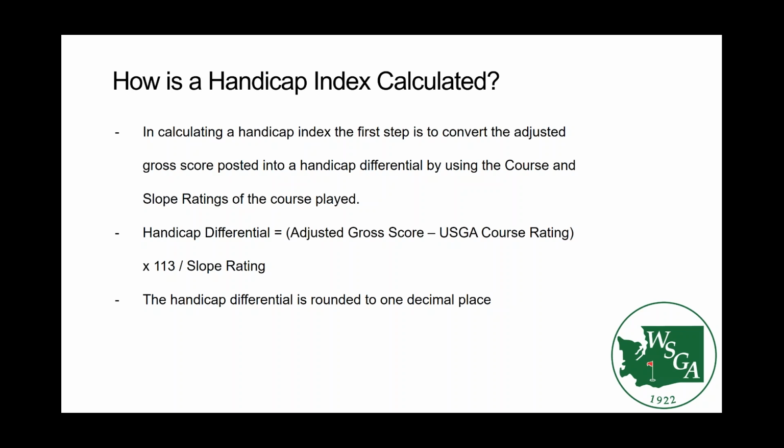The handicap differential equals the adjusted gross score minus the WSGA course rating. That is multiplied by our standard slope rating, which is 113, and then divided by the slope rating of the course played. Then the handicap differential is rounded to one decimal, so it looks very similar to a handicap index. Now let's give you a few examples of how this works out.